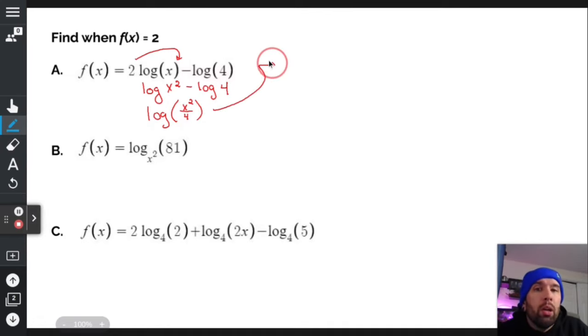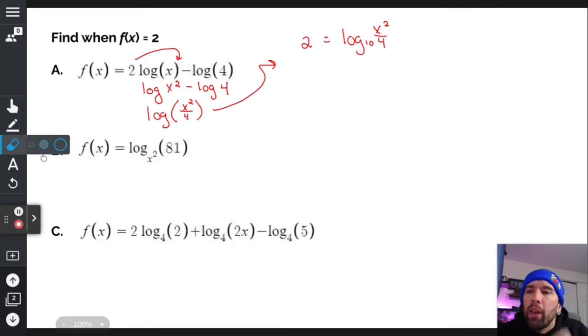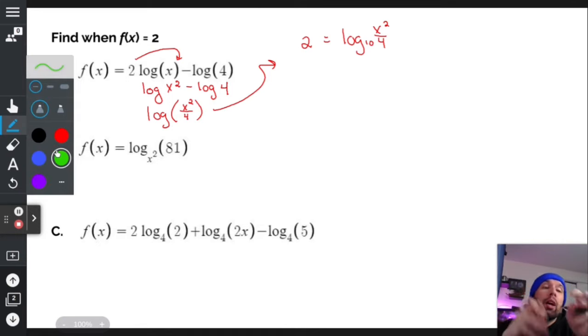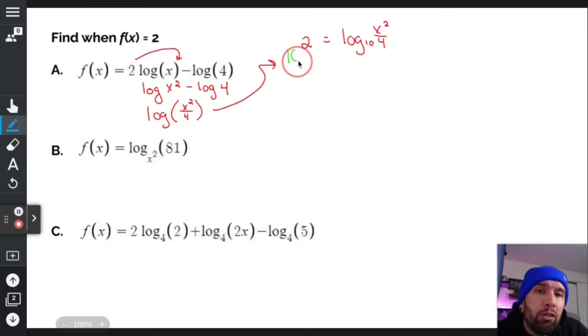Now that I have that, I can find out what happens when f of x equals 2. So 2 equals log base invisible 10 of x squared over 4. Okay, so I'll put that invisible 10 there. In order to get rid of that log, I'm going to take 10 to the power of both sides. So this is 10 squared, 10 to the log base 10 of stuff. 10 to the log base 10 of stuff gets rid of the log. And so now I have 10 squared, which is 100, equals x squared over 4.